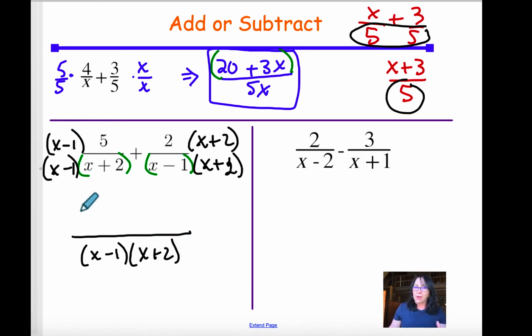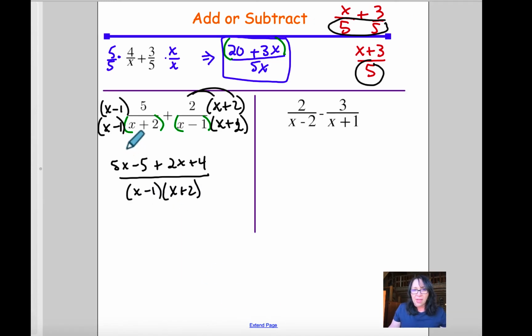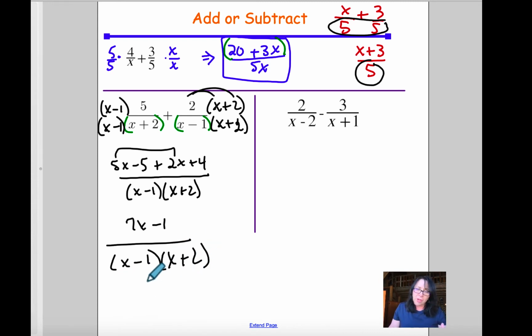And then on the numerator, I'm just going to distribute and then add those values together. So 5 times x, so I get 5x minus 5 plus 2x plus 4. So now I'm going to combine like terms, and I get 7x, 5 and 2, minus 1, over x minus 1 times x plus 2. And absolutely, you can multiply these out, and that's fine.